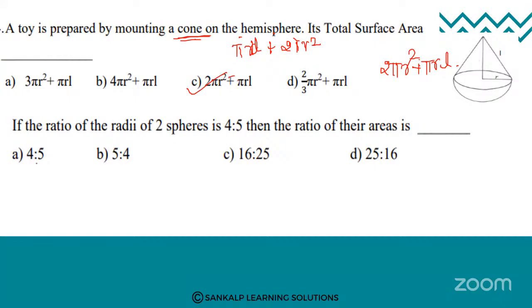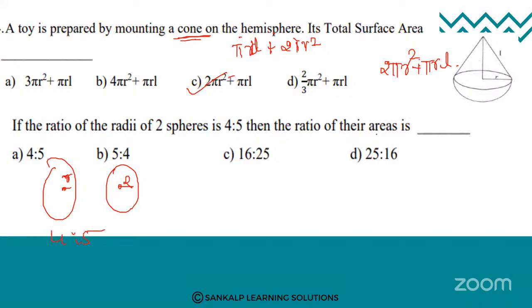The ratio of the radii of two spheres is 4:5. Then the ratio of their areas they have asked. Yes. So ratios of the radii of two spheres. So two spheres are there. And ratios of their radii they have given. Call this as small r and this is capital R. So the ratio of the radii of the two spheres, that is 4:5, they have given.